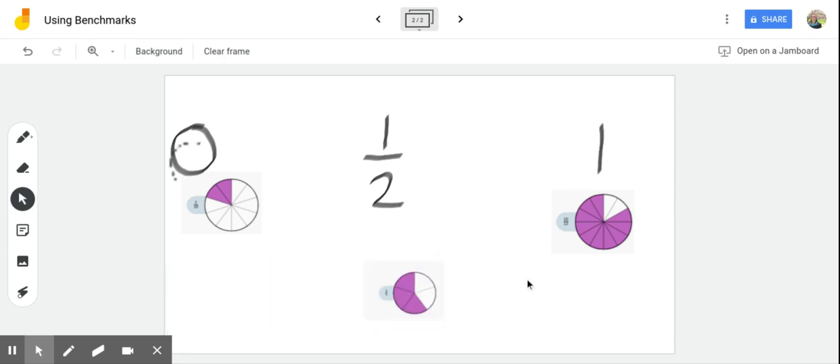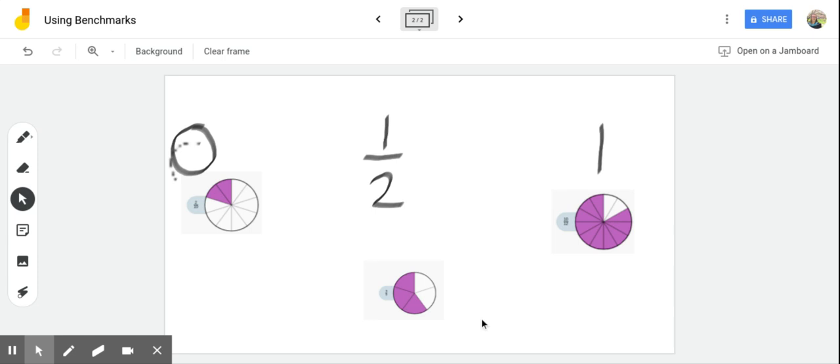Another fraction. This fraction is 3/5. Again, pause it and see if it's closest to 0, 1/2, or 1 whole, and then come back and check. So 3/5, I'm using my picture to help me, and also the numbers in my fraction.